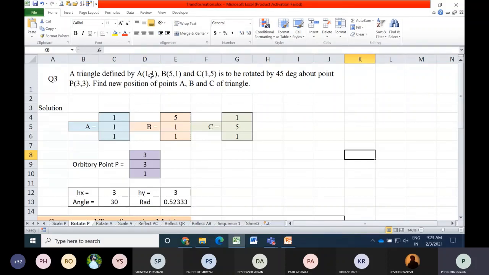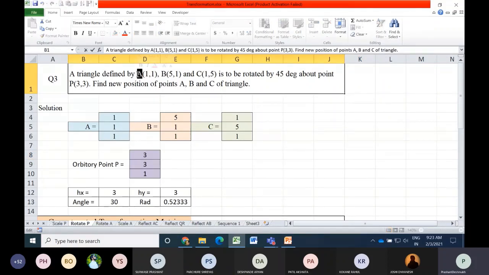Now instead of ABC, we can define P, Q, and R about point P, which is 1, comma 1. Find the new position of P, Q, and R. Let's modify this angle also, say 30 degree.